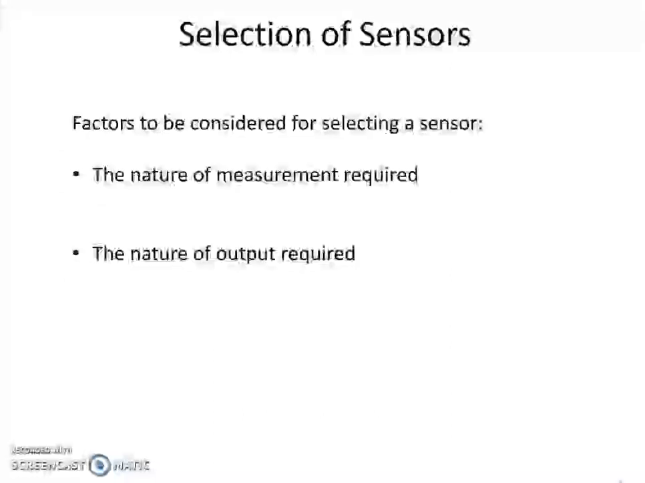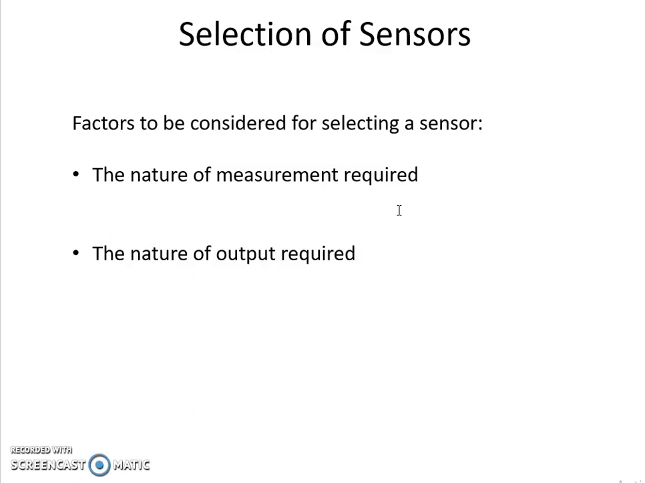Now let us see selection of sensors. There are many sensors available in the market in order to measure the same physical quantity. Then how to select a sensor? There are many factors which are to be considered for selecting a sensor. There are two main factors to be considered. The first factor is the nature of measurement required, which should be considered while selecting a sensor.